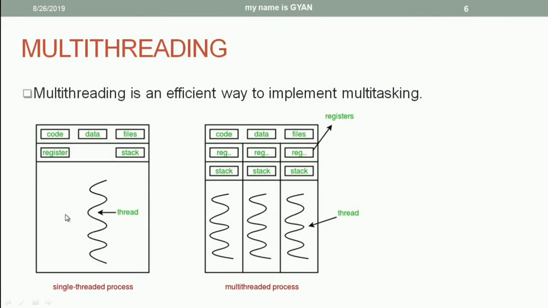But if you do multiprogramming to achieve multitasking, all these resources will be duplicated, including code, data and files. But if you are achieving multitasking by using multithreading, then these three resources, code, data and files, will be common for all the threads. So you can save lots of resources when you achieve multitasking by using multithreading.